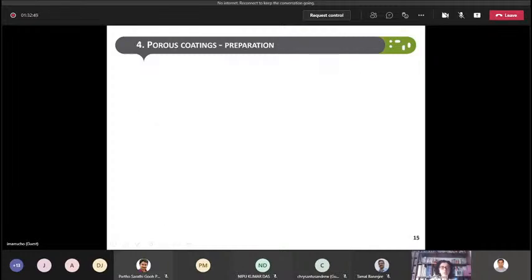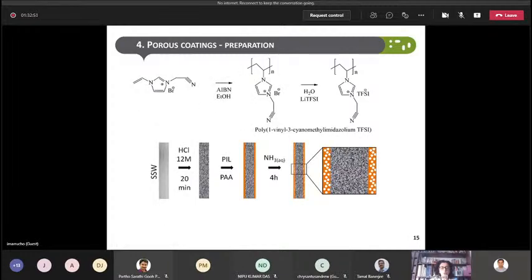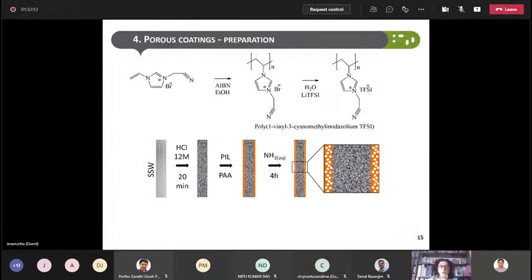Last but not least, I want to show you what we did for the preparation of porous coatings. I believe that the preparation of porous coatings is going to be very important in a lot of applications. This part is analytics, but I think that they are going to be very, very important in gas separation, for example.